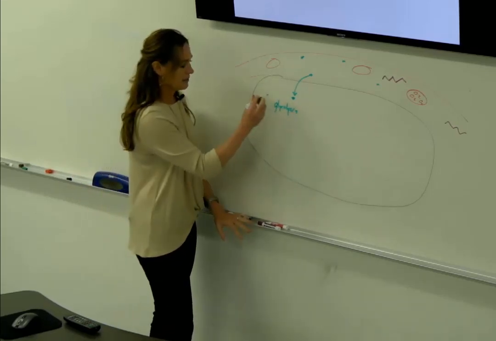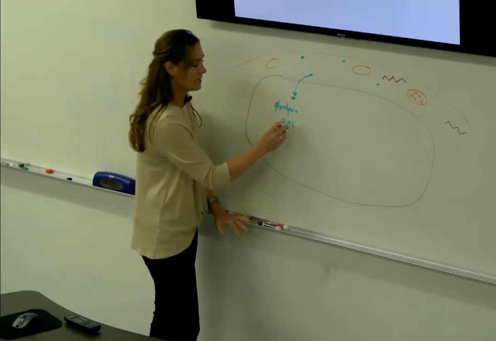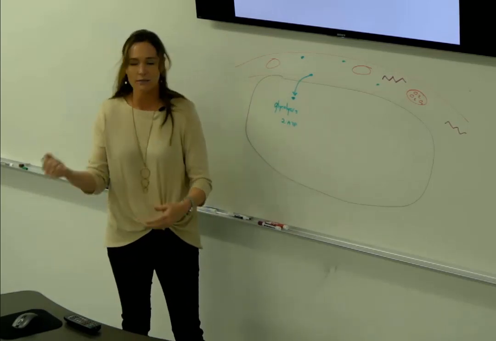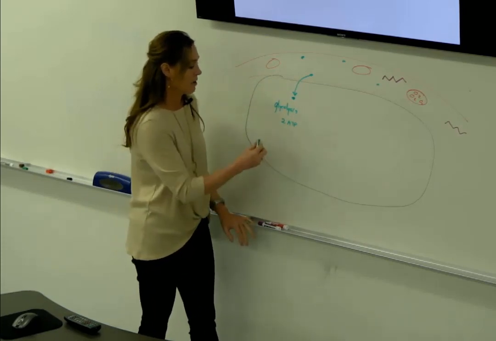In glycolysis, we net gain 2 ATP. That can go right away, just down to our muscles. We can detach myosin heads with it. We can do lots of things. So it's readily acceptable ATP molecules.